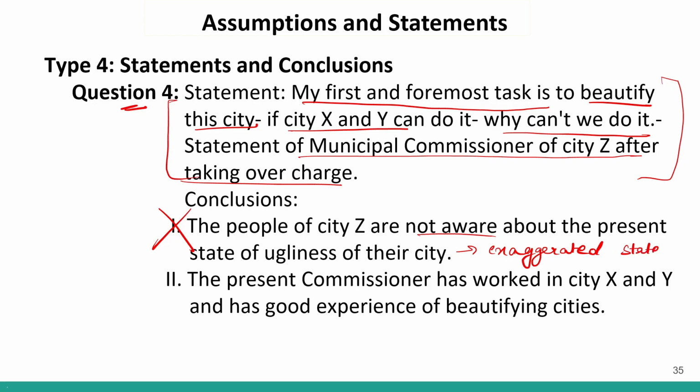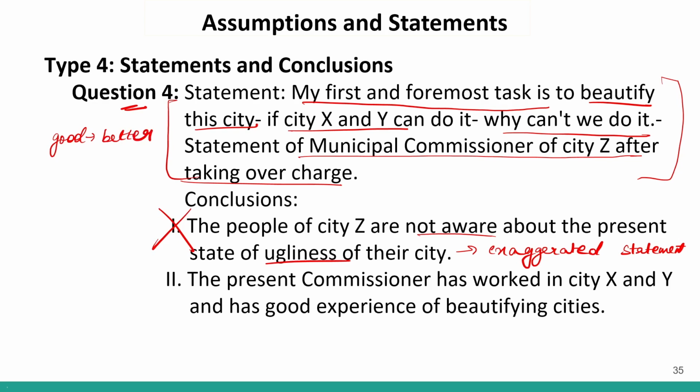This has no relevance with the original statement. It is not mentioned that the city is ugly. If you are beautifying something, it does not mean that it is ugly. If something is good, you can make it better, right? But it does not mean that it is bad. So this is an exaggerated statement.